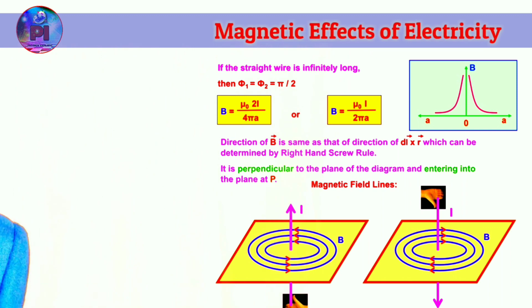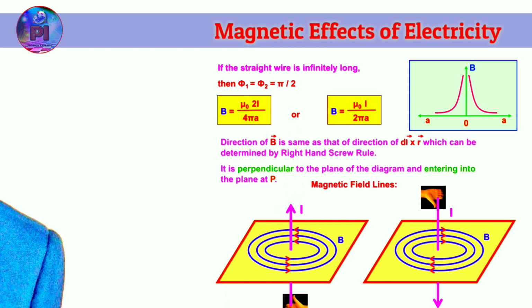Here the direction of the magnetic field will be the same as the direction of dl cross r, that is the cross product of the two vectors, which can be determined by the right hand screw rule. As you know, the cross product is determined by two rules, the right hand thumb rule or Maxwell's corkscrew rule. Now this field will be perpendicular to the plane of the diagram and indicated by the cross at the point P. Wherever we write a cross, we assume that the lines are entering into the paper, and when a dot is put, we consider that the lines are exiting from the paper. So this is all about the derivation.